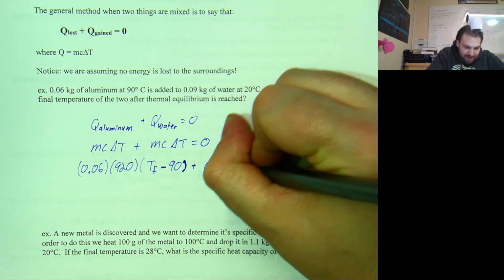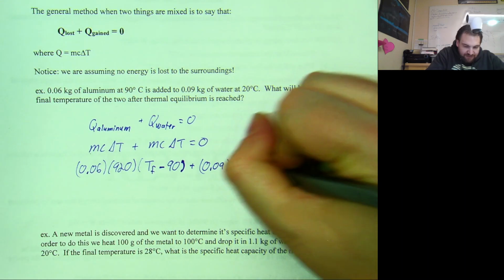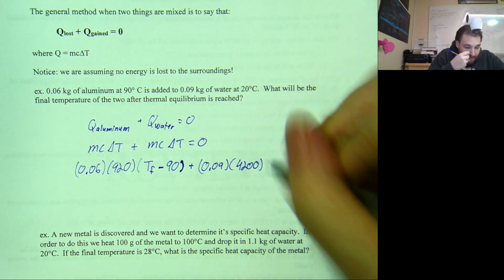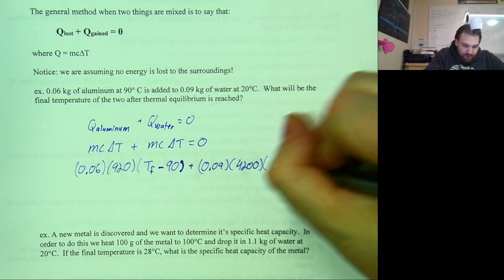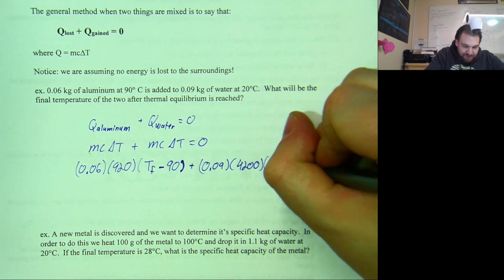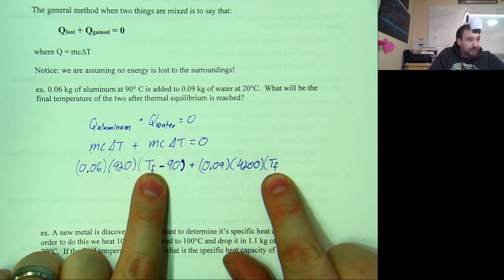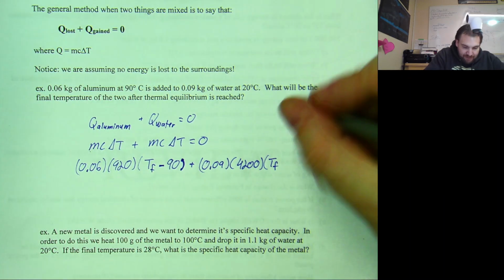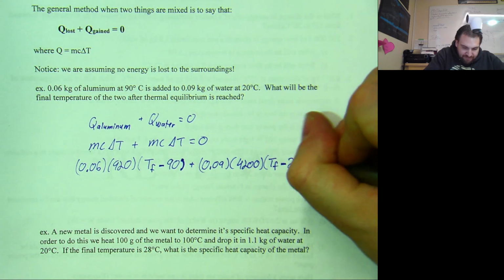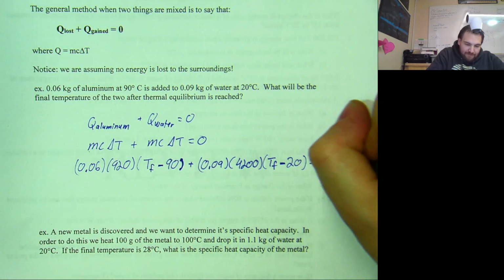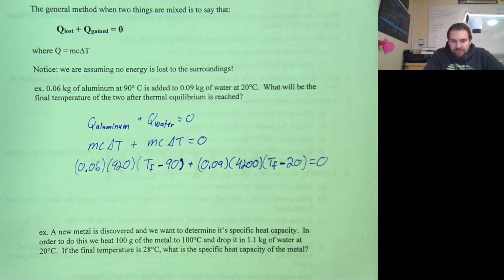Plus the mass of my water times the specific heat capacity of water, times the final temperature of my water. And the beauty here is these T finals are both the same at thermal equilibrium, minus the initial temperature of my water, is going to equal 0.